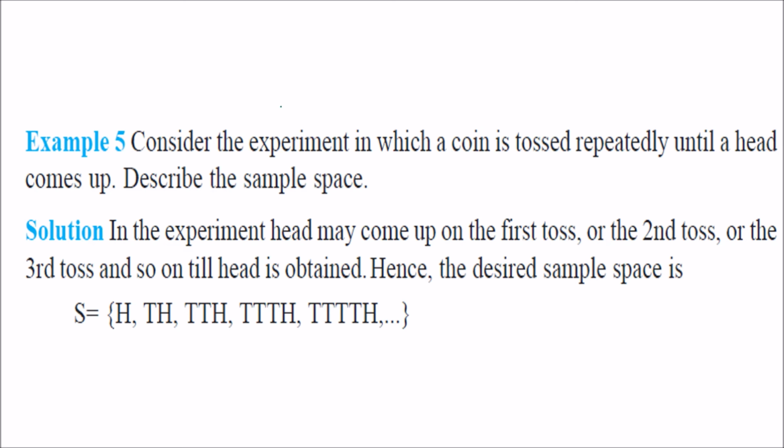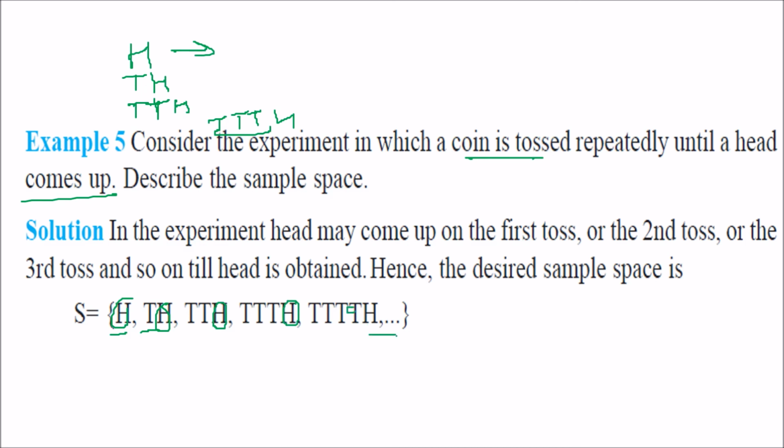Next question is, consider the experiment in which a coin is tossed repeatedly until a head comes up. It may happen that the very first time a head comes, then it is okay. It may happen that the first time tail comes, then head comes. Then twice tail, then head. Then thrice tail, then head. It can go on, there is no limit. So H, TH, TTH, but remember all the ending values are H. So you will write dot dot dot. So it is an infinite list.